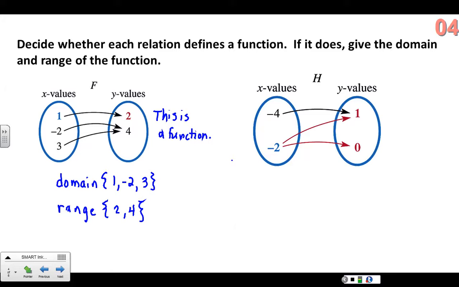Now look at the h relationship we have here. -4 maps to 1. -2 maps to 1 and to 0. So actually it's being mapped to 2 different y values. That's repeating itself, so this would not be a function. You can't repeat the x value and get different values for y. So this is not a function.